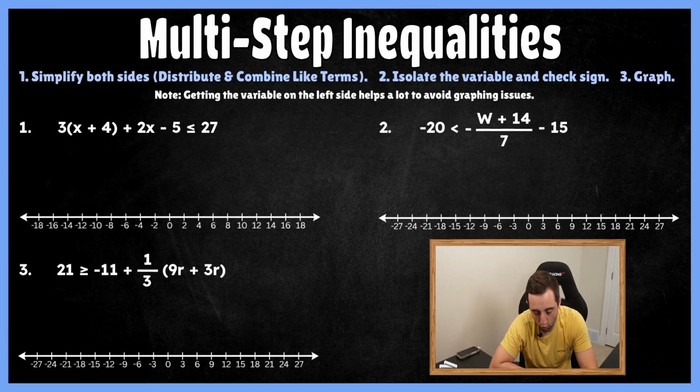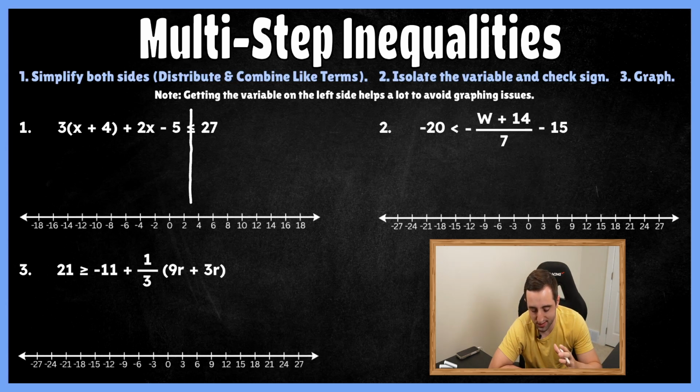So for number one, we have 3 on the outside of parentheses. I see an x plus 4 on the inside of parentheses plus 2x minus 5 is less than or equal to 27. So I always have my students draw a line right down where that inequality symbol is to separate the left side and the right side of the problem. Because whatever you do to one side of the problem, you're going to end up having to do to the other side of the problem when we get to inverse operations.